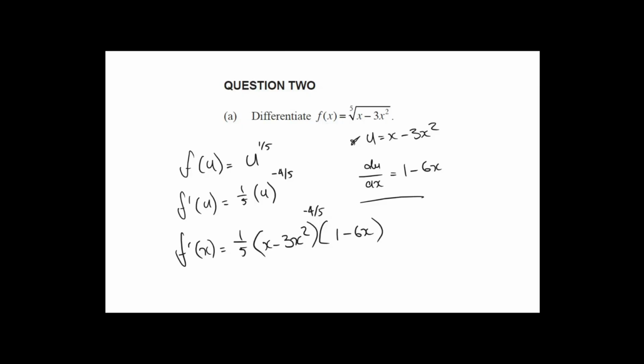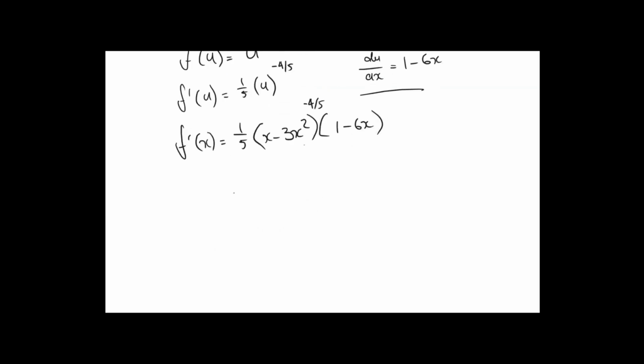Maybe I should rewrite that a little bit because it looks a bit funny. So 1/5 times x minus 3x squared to the minus 4/5, and then maybe times 1 minus 6x just to show that that's owned by that. Right, next question.